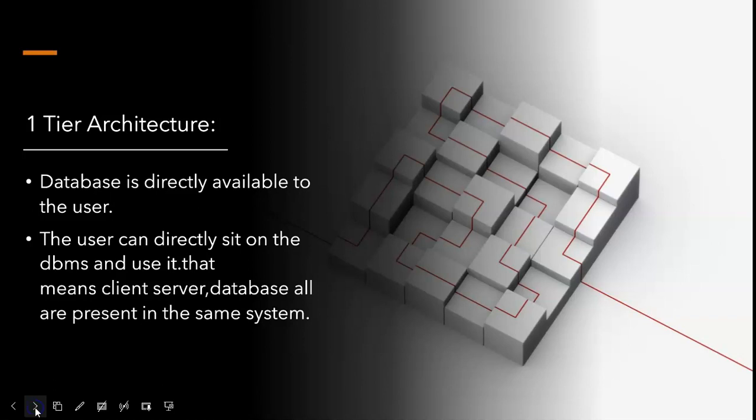When coming to one-tier architecture, the database is directly available to the user. The user can directly sit on the database management system and use it. That means that client, server, database, all are present in the same system.